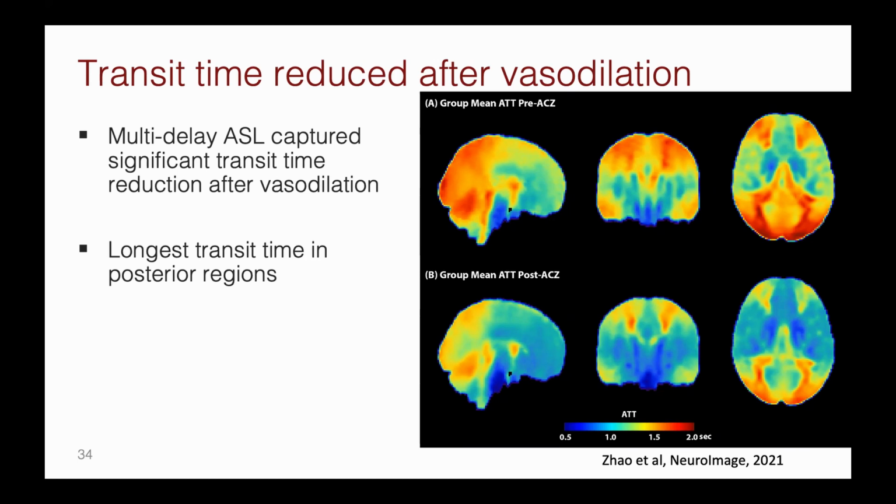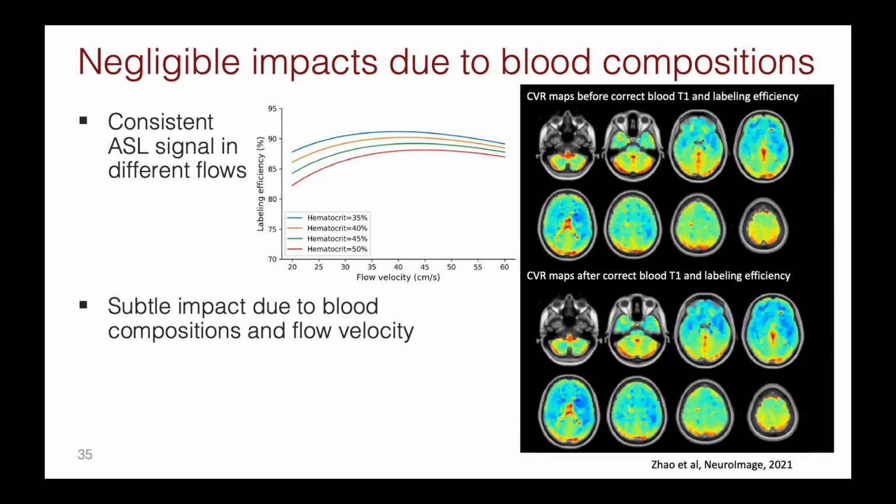In addition, we also observed the spatial variation of transit time with the posterior region having the longest delay. Now, in many clinical applications of ASL, we always worried about the impact on the ASL signal due to different flow conditions or perhaps blood compositions of different patients. Our data showed that the acquisition parameters that we developed were actually fairly insensitive to variations in flow and hematocrit levels, which enabled our technique to be applied to a variety of patient cohorts in different physiological conditions.